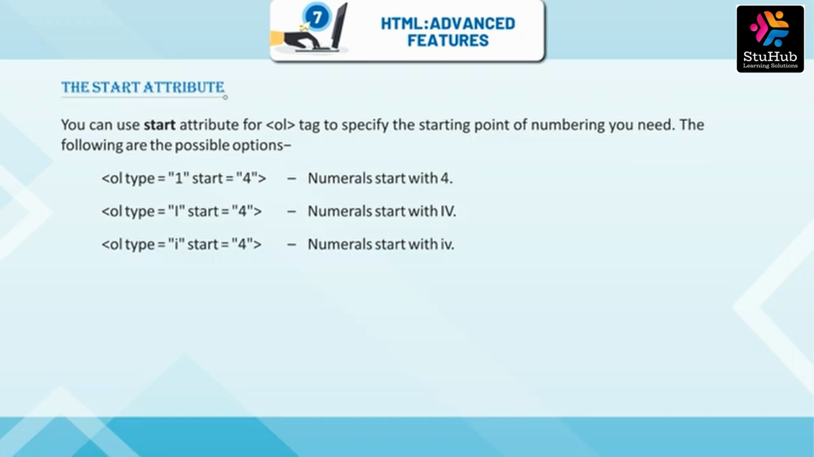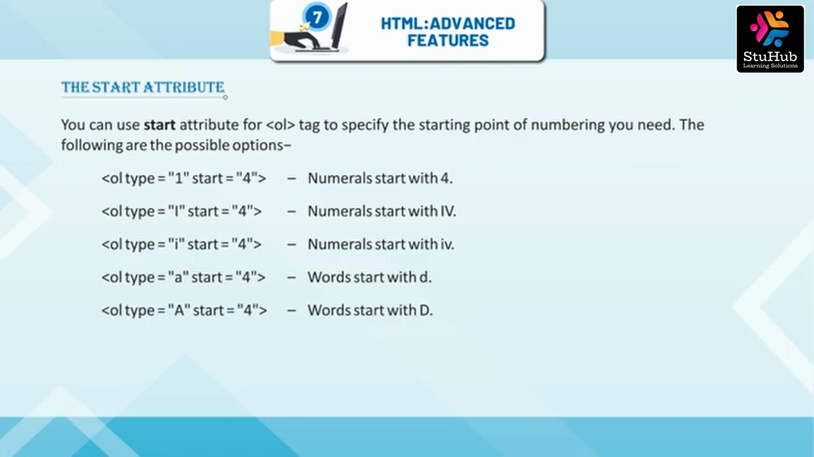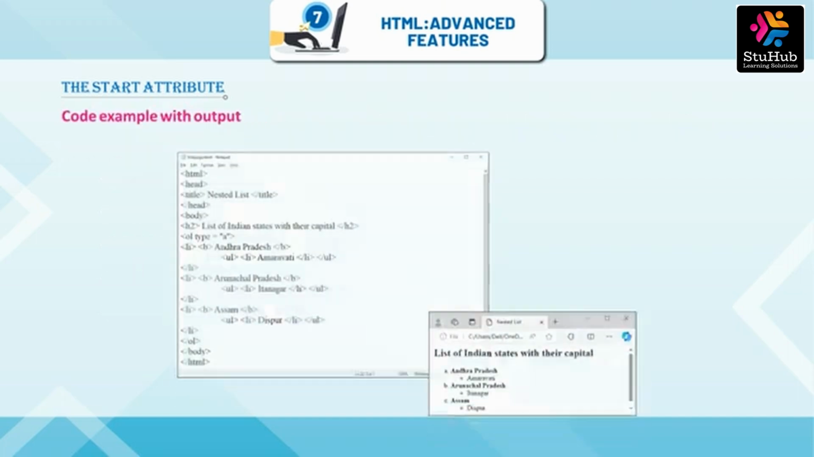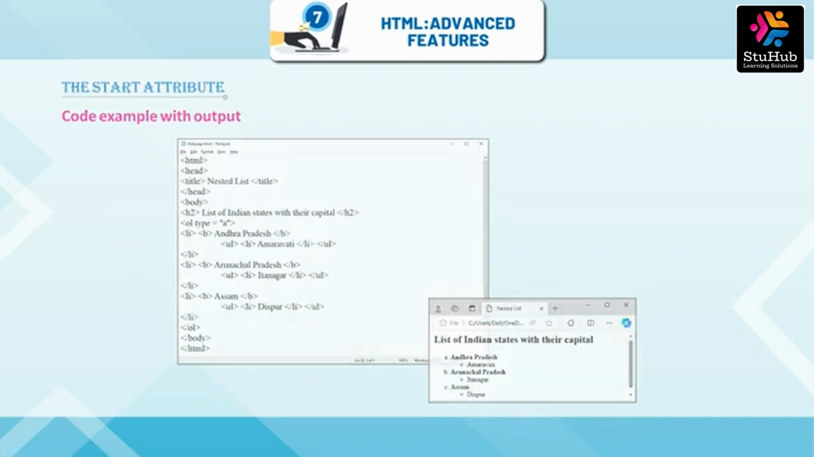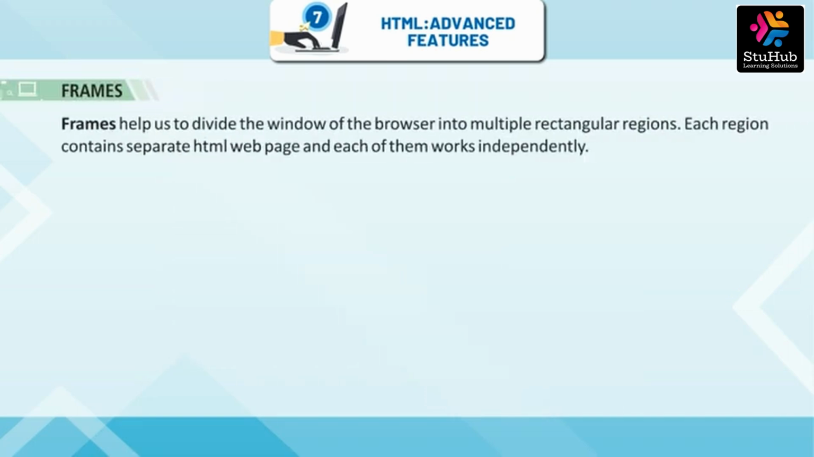Numerals start with I B. Open OL tag, type equals "A", start equals "4". Words start with small d. Open OL tag, type equals "A", start equals "4". Words start with capital D. Code example with output. Frames.